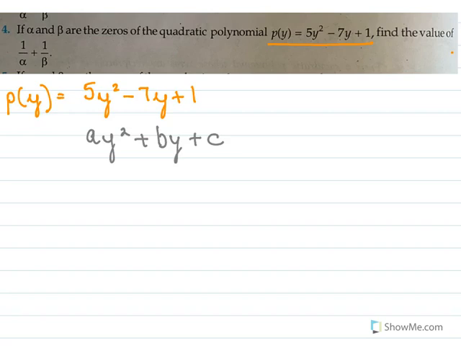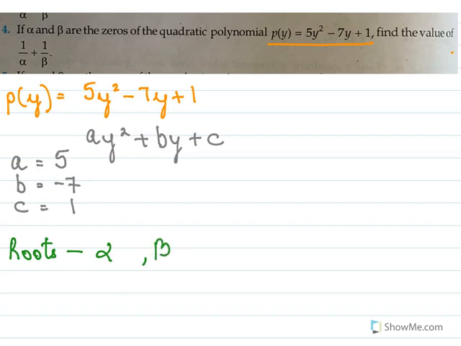This is our standard. And on comparison, we see a equal to 5, that's the coefficient of y square, b equal to minus 7, and c equal to 1. The roots are alpha and beta. And we know alpha plus beta equal to minus b by a, and alpha beta equal to c by a.